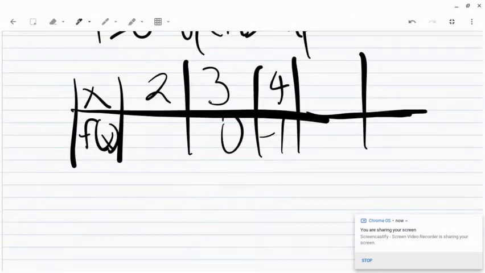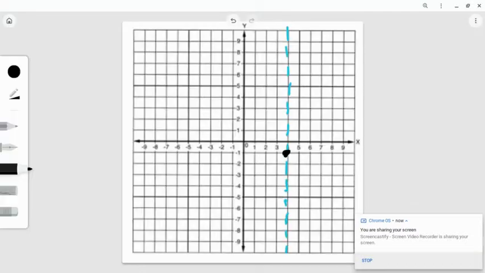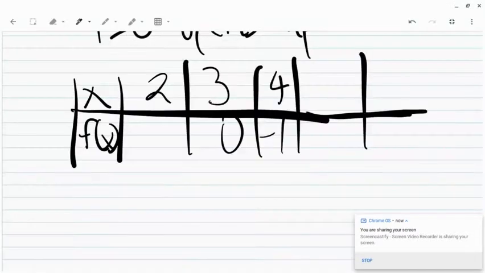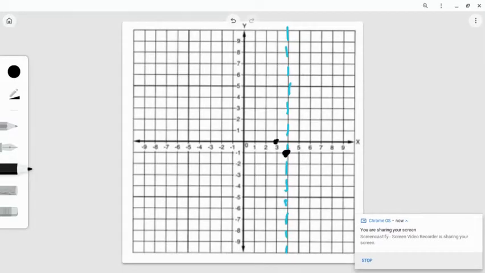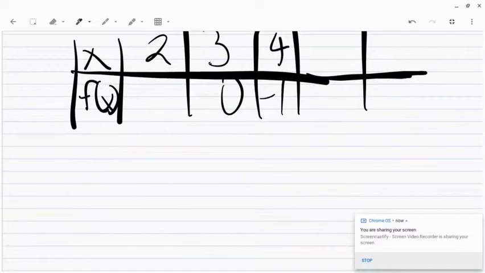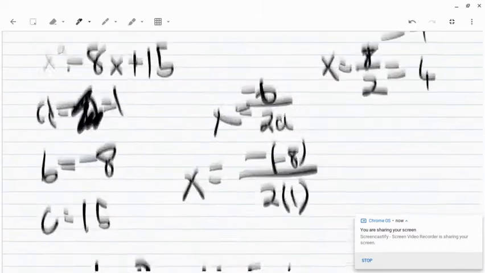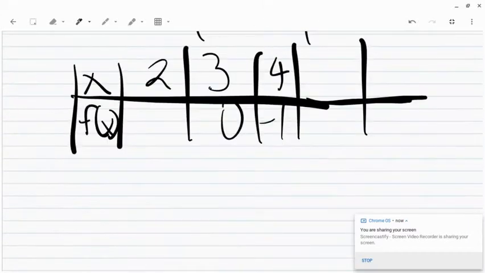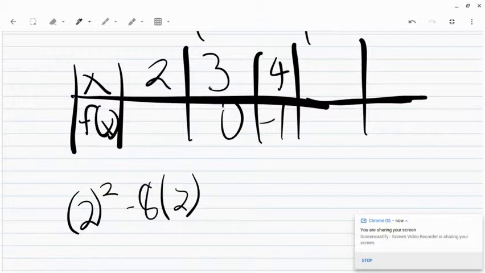And now you just put that in, and then you can plug that into your parabola. So 3 for x and y is 0, or f of x. And then now we're going to find 2, which would be 2 squared minus 8 times 2 plus 15.